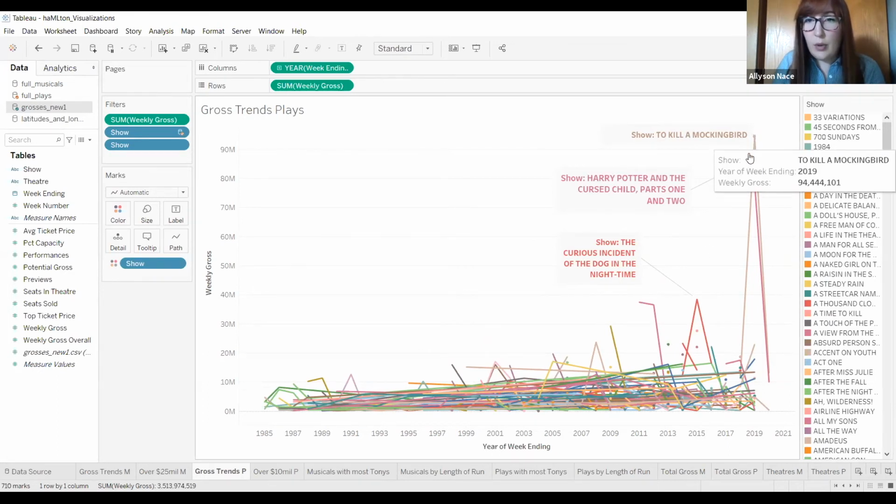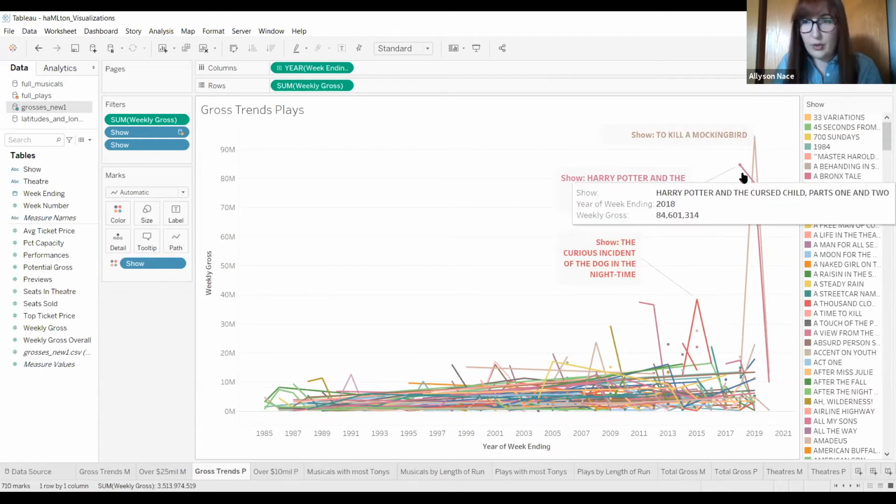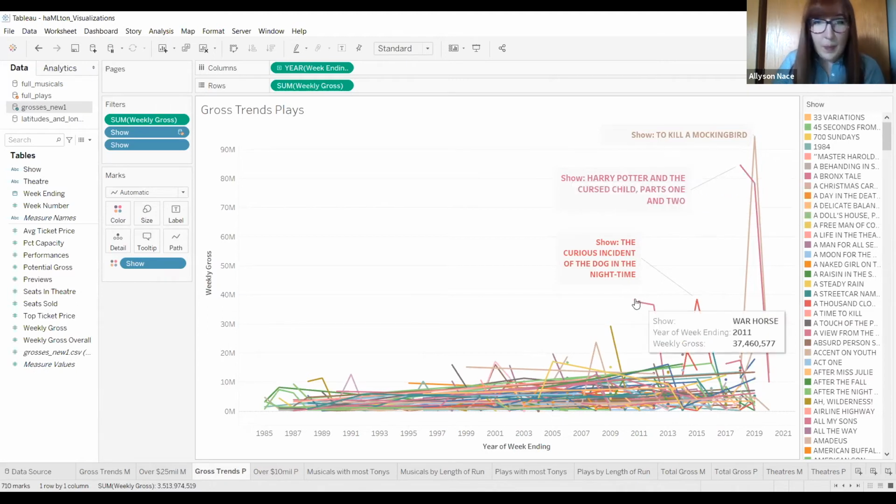To Kill a Mockingbird and The Curious Incident of the Dog in the Night-Time were both novels, so I think that's what contributes to their big sales. And of course, Harry Potter is always a big blockbuster, no matter if it's a book, a movie, or whatever it is. You can see that the Harry Potter play has grossed a ton in such a short amount of time.